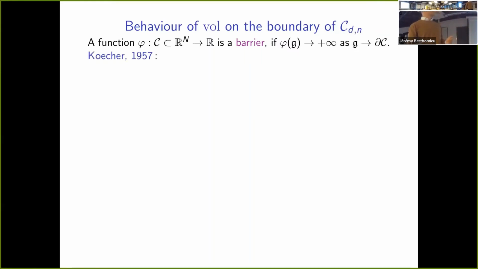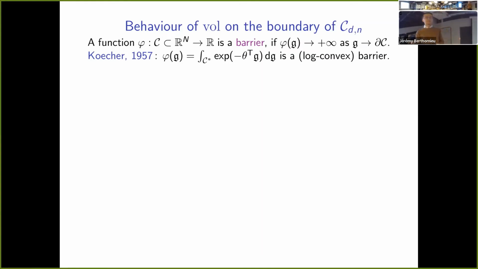Okay, and Koecher in 1957 showed that this so-called characteristic function, that is just the Laplace transform of the Lebesgue measure on the dual cone, for an arbitrary abstract cone C, open, convex, pointed, let's say, is a barrier function, which is also logarithmically convex. Okay. So this looks similar to the volume function that we studied, the only difference is that the represented measure here is Lebesgue. In our case, it's a single measure supported on the boundary. So this is a barrier function. Our function has a similar form but different behavior.